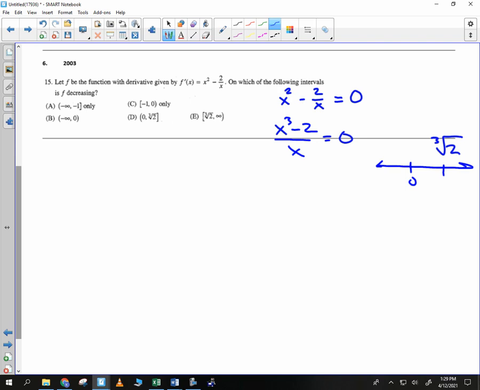Let's try plugging in some values. Suppose you plug in -1. You would get a negative value over a negative value, which makes positive. So it is positive here. Plug in a value here, we'll plug in +1. And I get a negative divided by a positive, and that would be negative. And then if you plug in a value on that side, say you plug in +2, you get a positive over a positive, which is positive. So the question is, on which of the following intervals is it decreasing? Wherever the first derivative is negative, which means from 0 to the cube root of 2. Letter D.